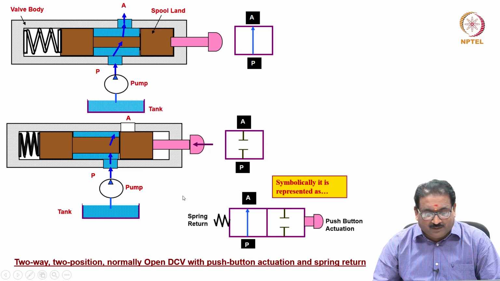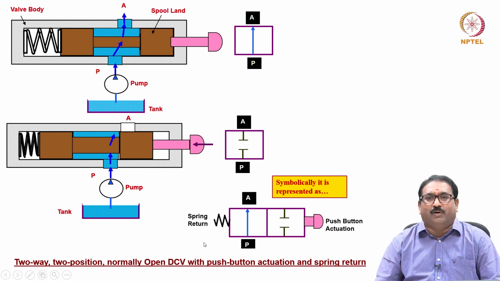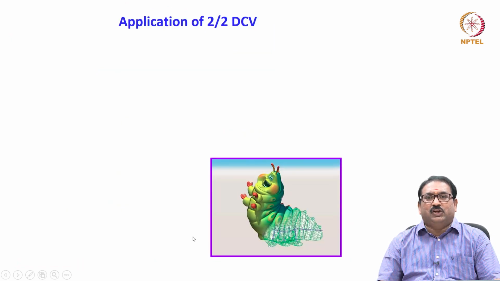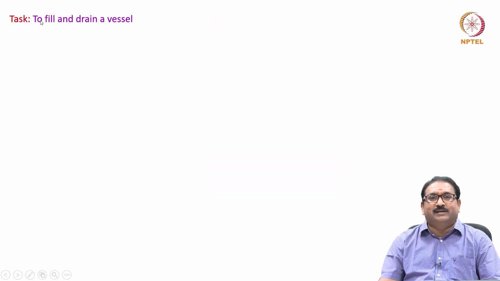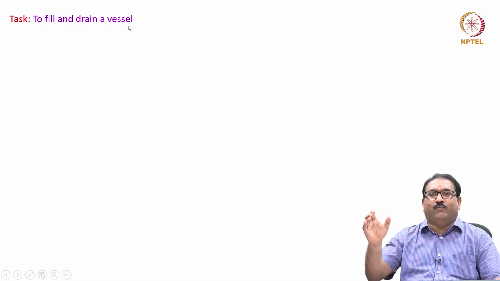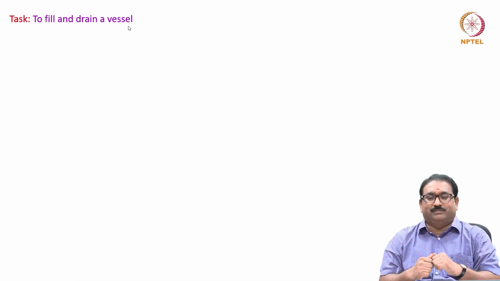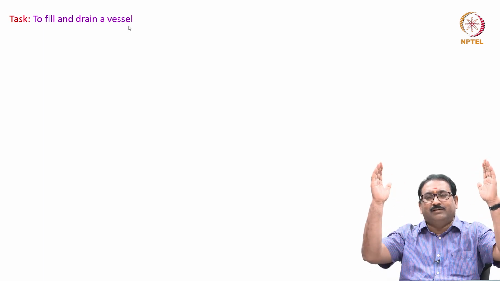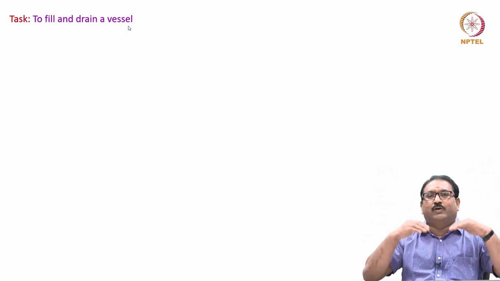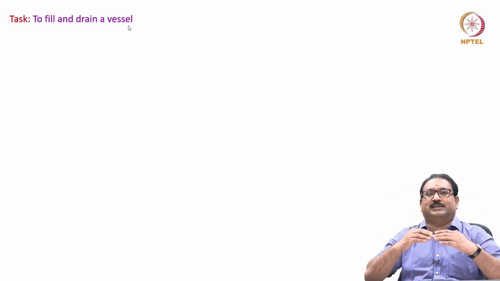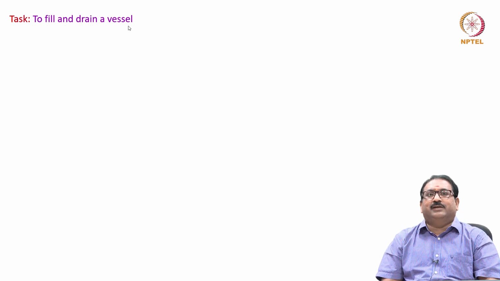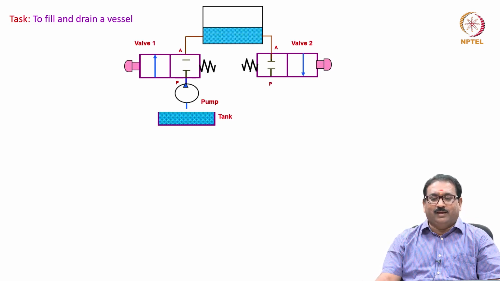How to read the valve, you will see friends. The reading is very, very important. Application of 2 by 2 DCV: the very simple task is to fill and drain a vessel filled with water. How to do it? The tank is there, or one beaker. I want to fill the water as and when required and then drain the water as and when required using your valves. Now I am using the 2 directional control valves as shown in the figure here.